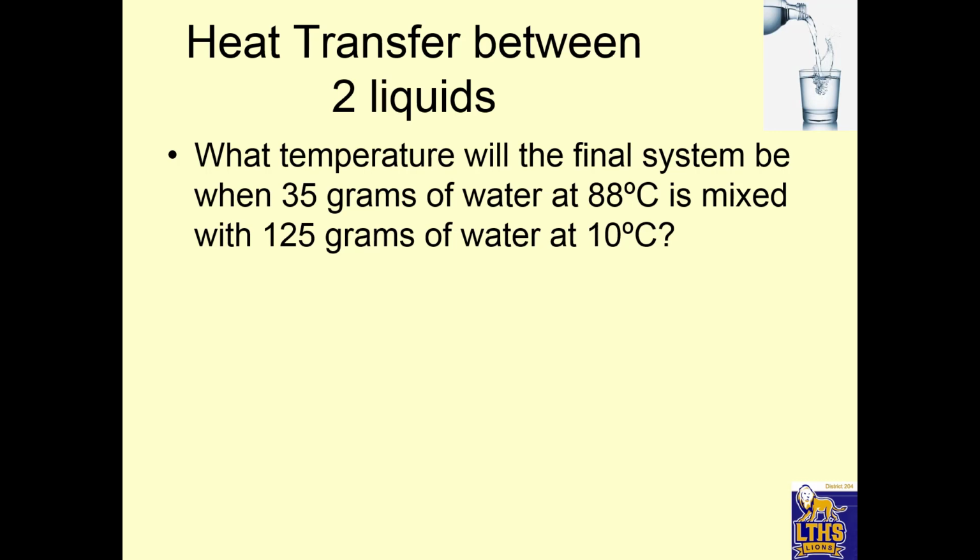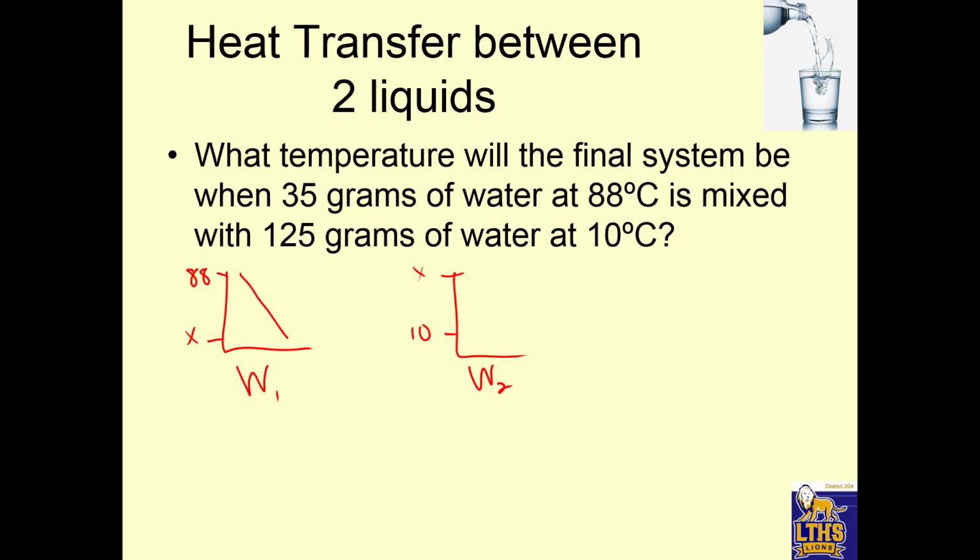Well, think about it. What's going to happen to the 35 grams? Its temp's going to go down. What's going to happen to the 125 grams? Its temp's going to go up. So let's call it water 1. Water 1 starts at 88, and it's going to go down to, we don't know. What about water 2? Water 2 is going to start at 10 degrees, and it's going to go up to, well, we don't know.